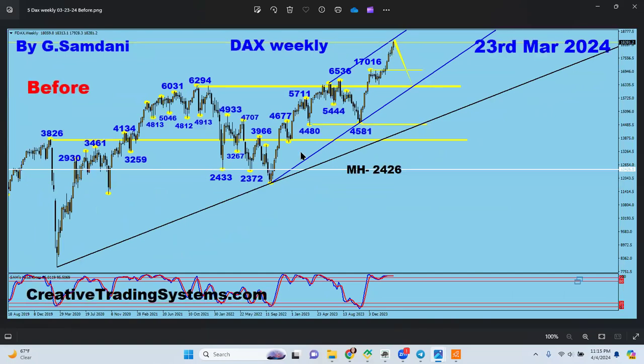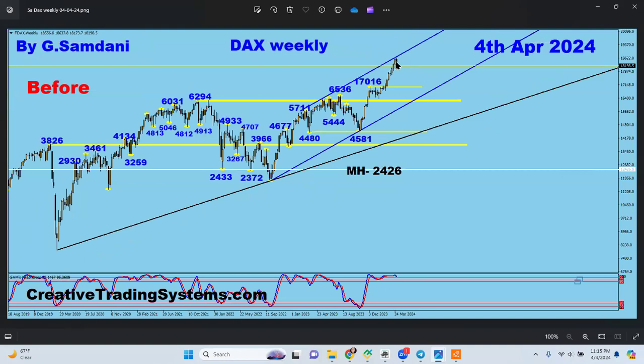This was a channel. See, this is the outer TL, a big channel, but the inner TL it was making, and then this is the TL. So I said it might go up a little bit, hit the channel TL, and then drop. Look what it did. Exactly the same thing. It went up, hit the channel TL, and right now this is the current. I recorded this chart like 30 minutes ago.